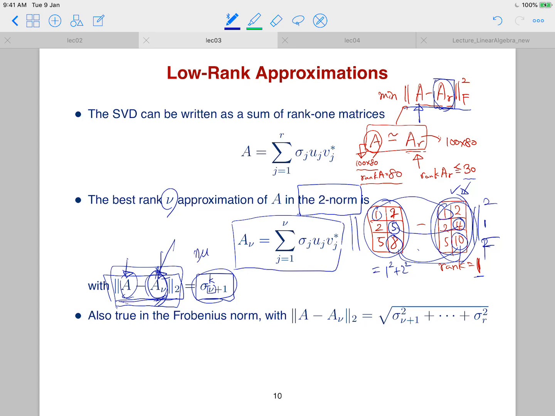So in that case, we know that for a matrix 2 norm, given a matrix, its 2 norm is the largest singular value, right? So the 2 norm definition is defined as this.